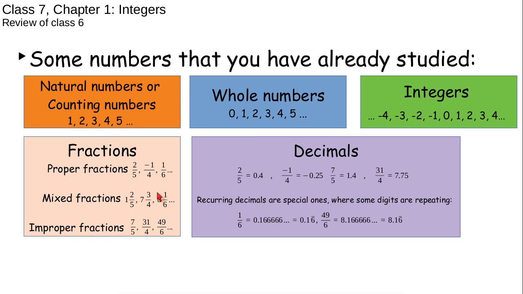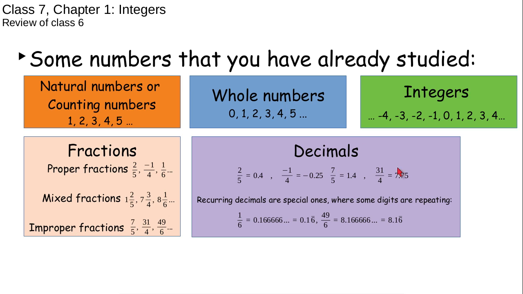You would have also studied fractions, and there are 3 types of fractions. Proper fractions, which are of this type. These are some examples: 2 by 5, -1 by 4, 1 by 6 and so on. Mixed fractions, which are written in this fashion: 1, 2 by 5, 7, 3 by 4, 8, 1 by 6 and so on. You also studied improper fractions, where the numerator is larger than the denominator. For example, here the numerator is 7 and the denominator is 5.